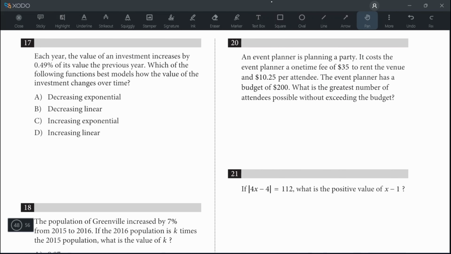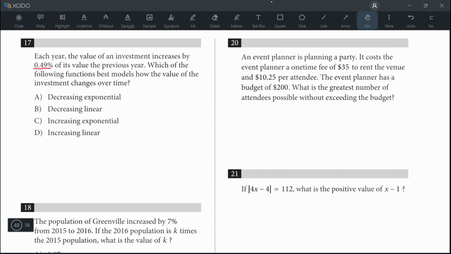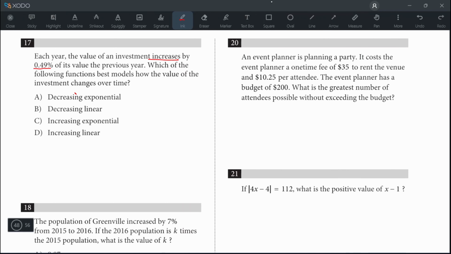Number 17. Each year, the value of an investment increases by 0.49% of its value the previous year. Which of the following functions best models how the value of the investment changes over time? In this question, he wants you to identify the difference between exponential and linear growth or decay. So first, let's determine whether this is a growth or a decay. In this question, the function increases. So we will eliminate a decreasing exponential and a decreasing linear function.